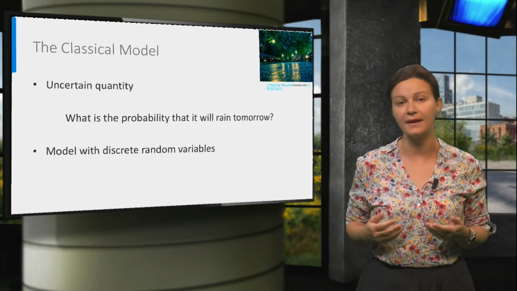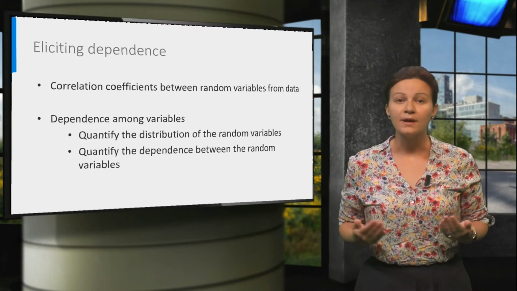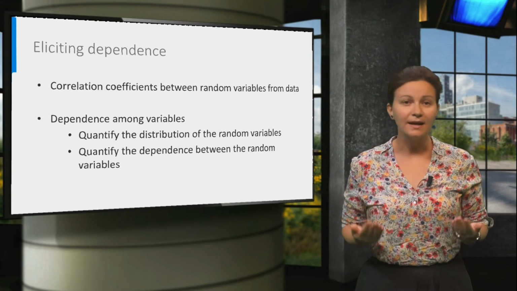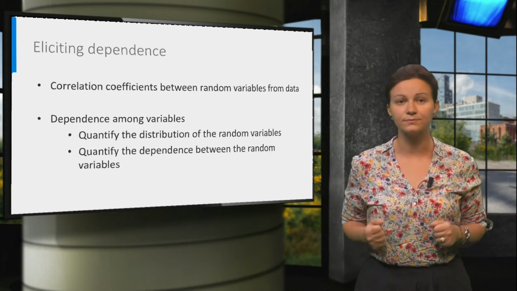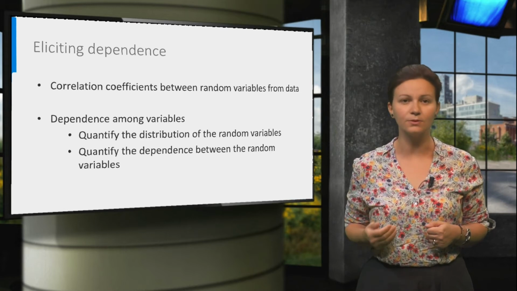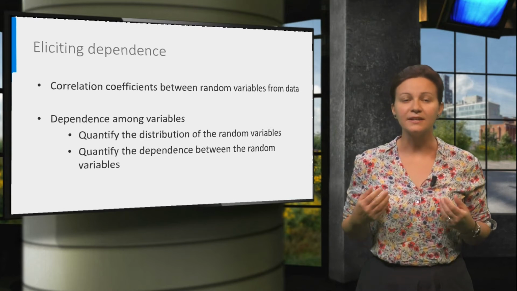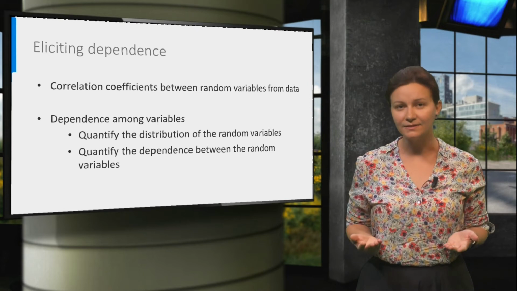One can elicit such probabilities from experts and employ what is known as the classical model for discrete random variables. When considering more than one random variable, one can account for the existing dependence between these random variables. Various correlation coefficients, such as the Spearman or the Pearson correlation, can capture the dependence and can be computed from the data at hand.